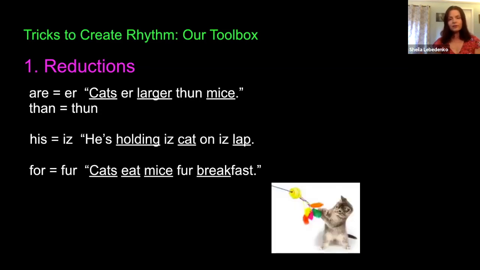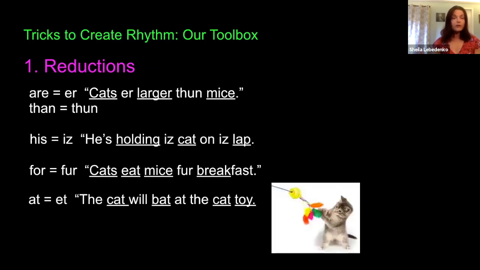And the last one I'll show you today, although there's a lot more of them, but this is what we'll look at for now. "At" becomes "et." It's a big change to go from "a" to "eh." So the cat will bat at the cat toy. I'm looking at the word "at," and I'm going to say "bat" with a short a, but "at," I'm not going to say "bat at."